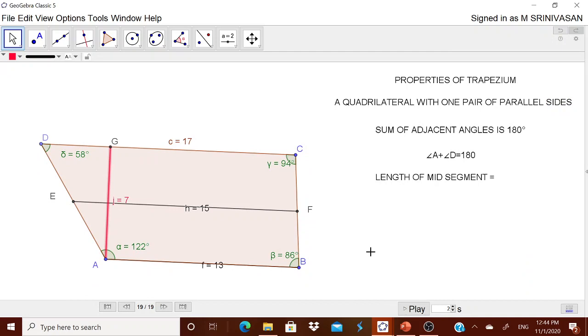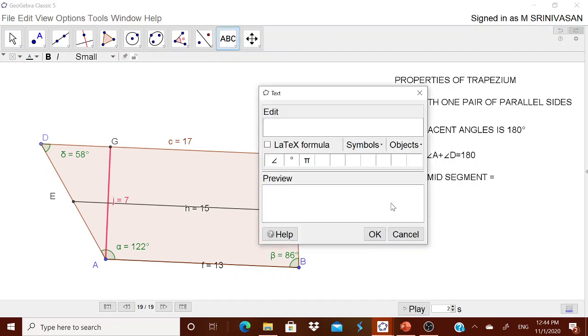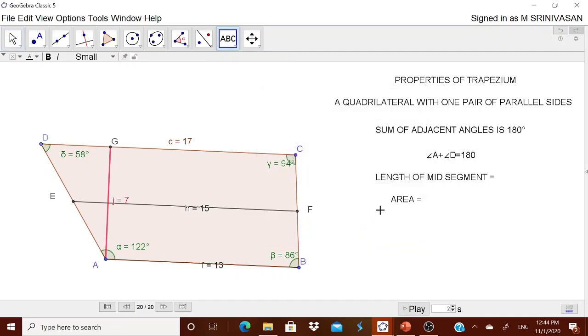Now ask the children to find the area by making use of the formula. That is the formula, everybody knows that. But ask them to calculate the area and you can type the area over here. Therefore, area is equal to what? You can ask the children. Okay, now this area can be calculated directly from GeoGebra. Go to this angle, go to this area, touch this, you will get the area directly. Now ask the children to calculate the area and then check it out.